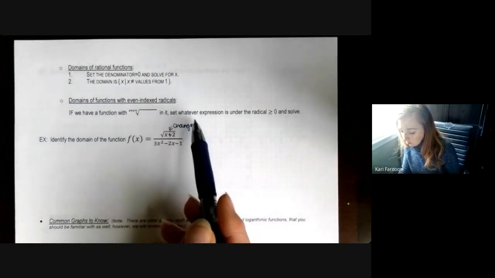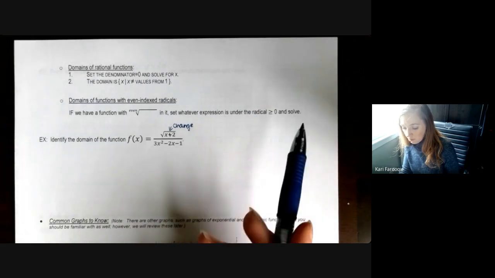Domains of rational functions. Here's how we're going to find them. We are going to set the denominator equal to 0 and solve for x. The domain is just the values of x such that x cannot be equal to those values you found originally in number 1. Domains of functions with even indexed radicals. If we have a function like this in it, we set whatever expression is under the radical to be greater than or equal to 0, and we solve. So whatever the expression is, we just have to force it to be either equal to 0 or positive.